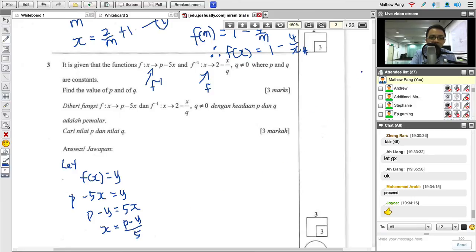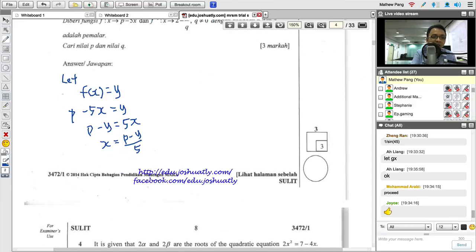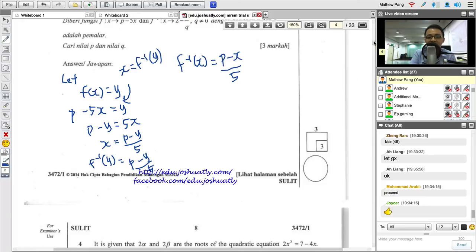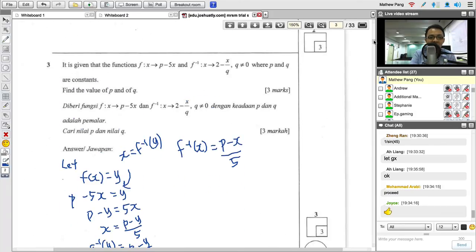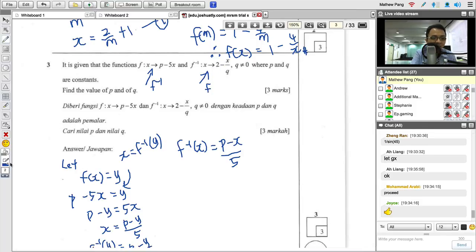Obviously, if f(x) equals y, there's just one more step missing: x equals f inverse of y. So I got the x here, and f inverse of y is (p minus y) over 5. So f inverse of x is (p minus x) over 5. This is the f inverse I found myself, and this is the f inverse I got from the question. From the question, f inverse of x equals (2 minus x) over q.